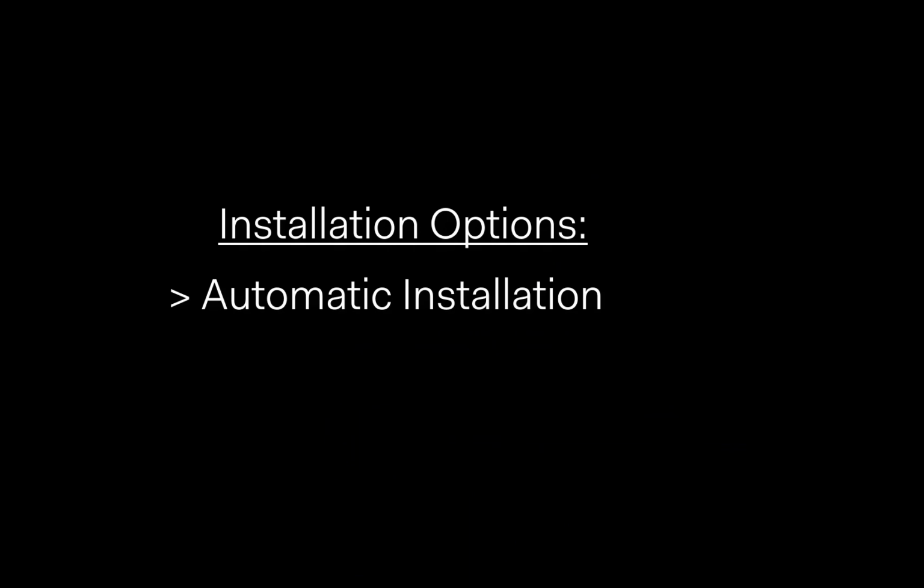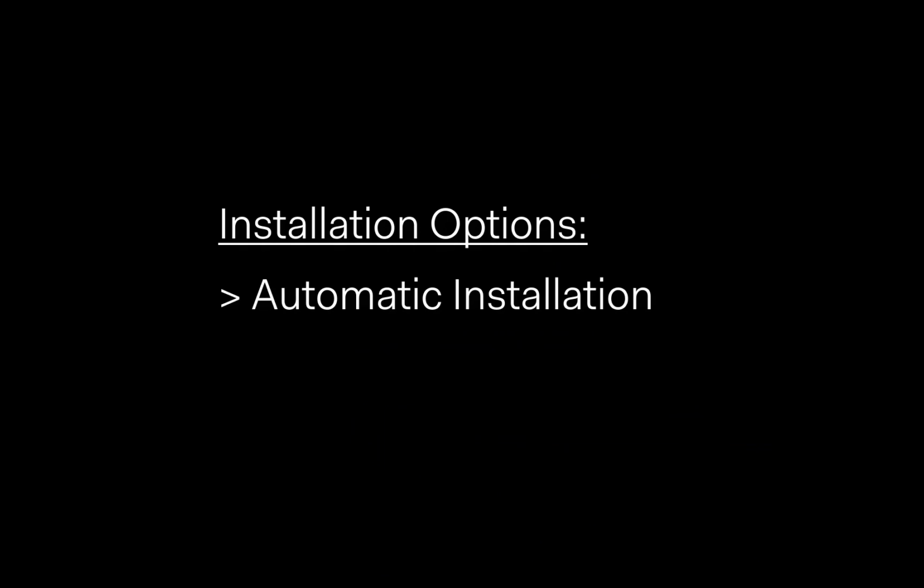There are two ways to install the plugin. You can install it automatically by going to your WordPress admin site's plugin section and searching for the Auth0 plugin there. You may also install it manually by downloading the plugin from the WordPress directory and uploading it to your WordPress server. We'll install the plugin in this video automatically from our WordPress admin page.